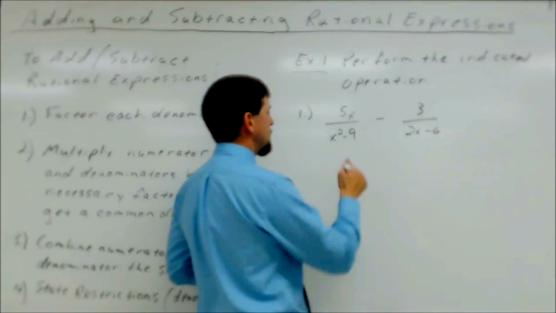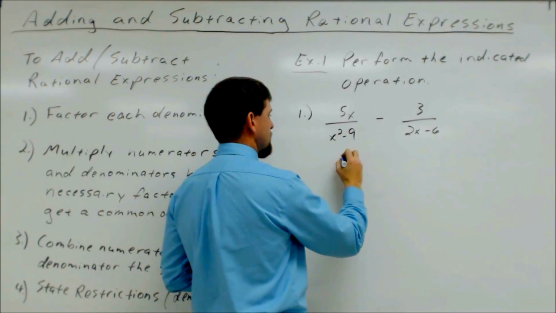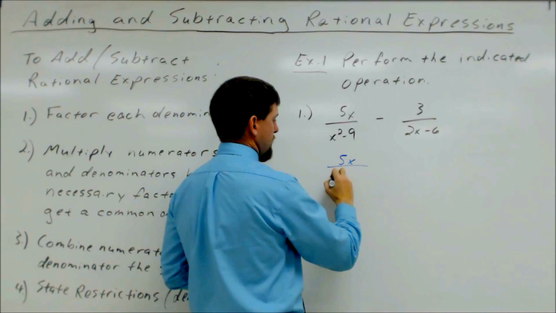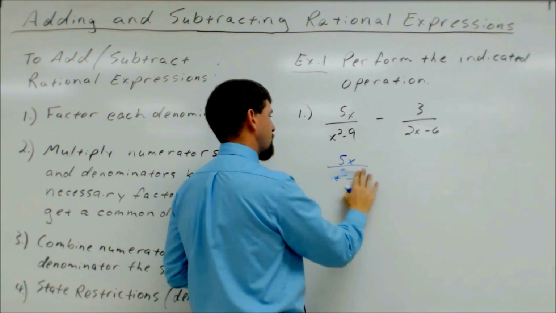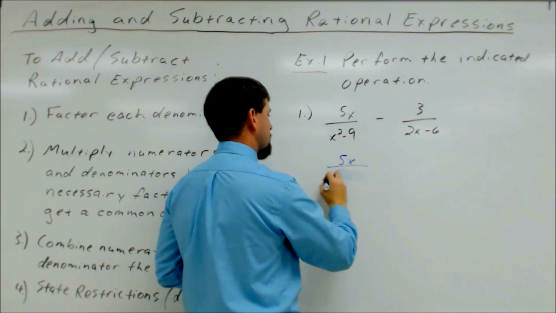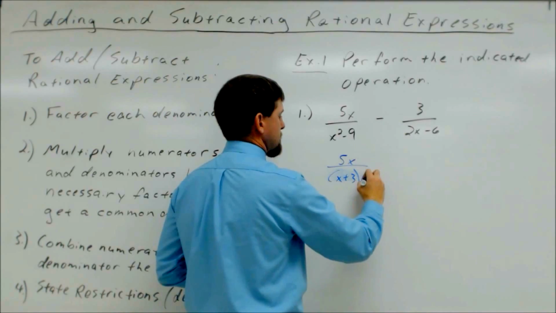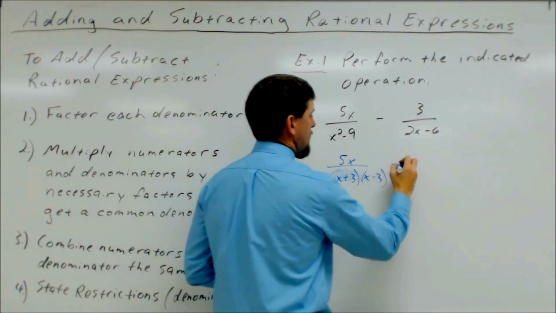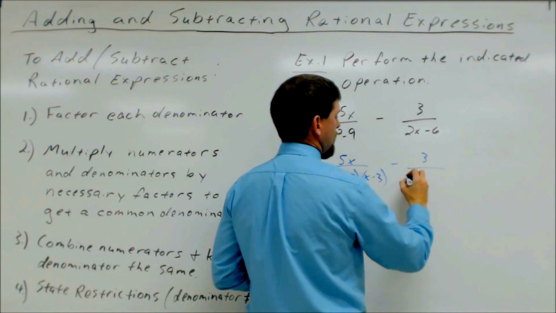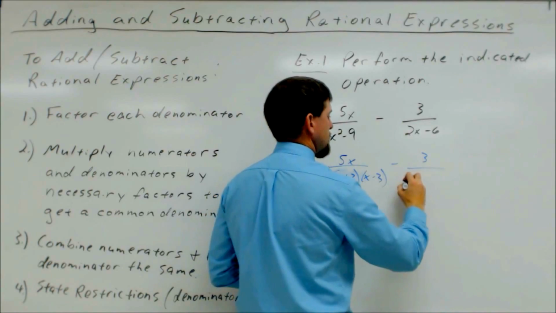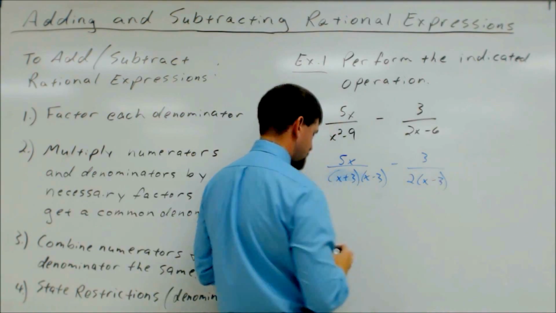I've got a difference of two squares here. 5x over x plus 3 times x minus 3, minus 3 over the common factor of 2 times x minus 3.